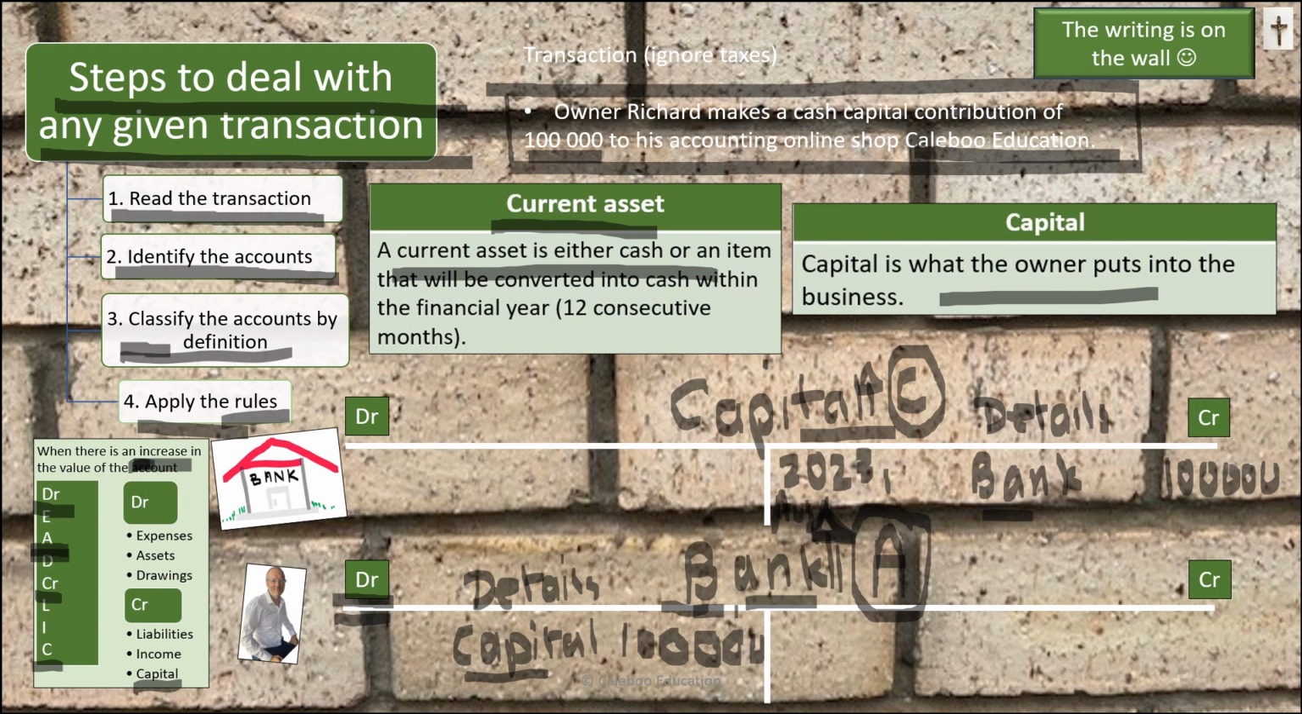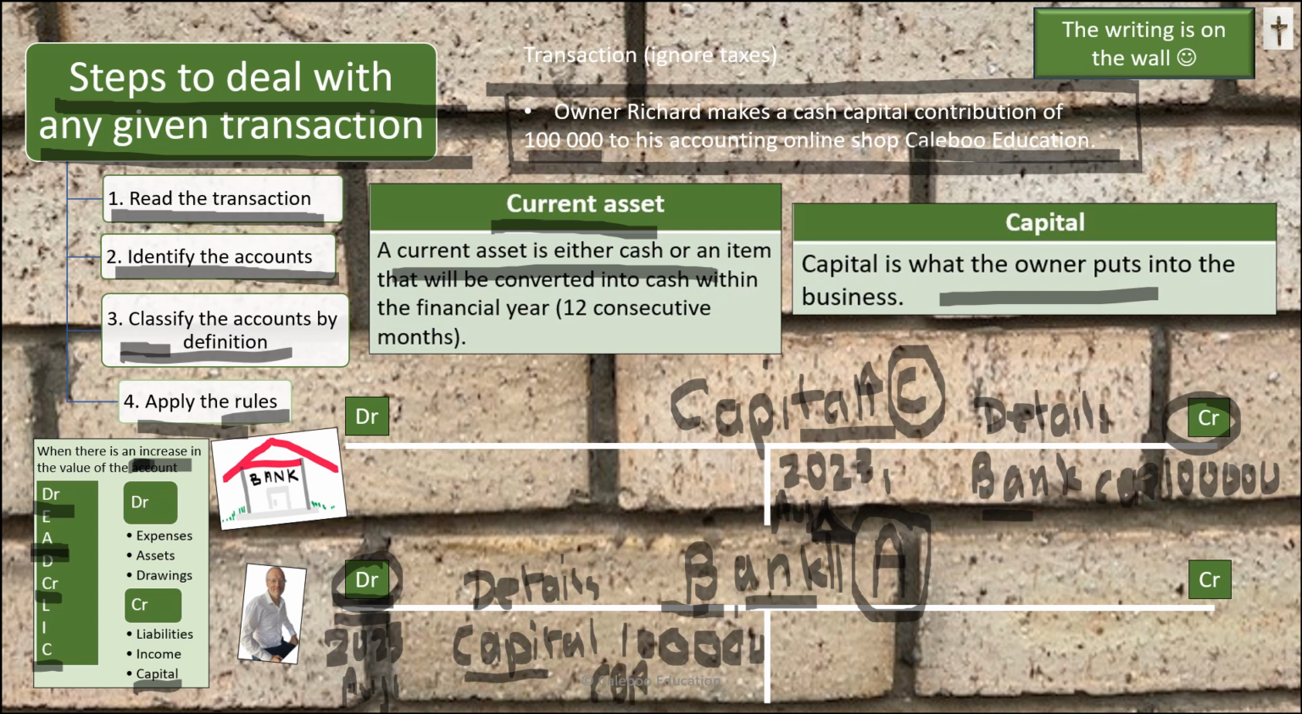Also on the debit side, 2023 August the 1st. That's when the transaction took place. So what we've done is we've credited capital and we've debited bank. So our debits equal our credits. And this transaction would have first gone through a journal. If the business receives money, it goes through a cash book receipts.